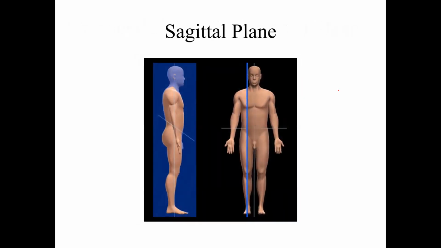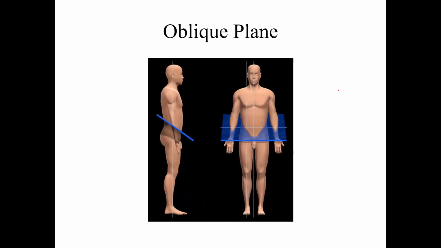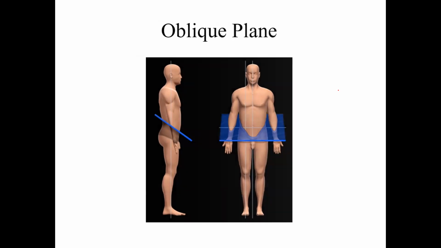Whereas the sagittal plane, you can see here, will divide you into unequal right and left halves, or portions, I should say. So the sagittal plane, unequal portions. And then here's a picture of the oblique plane. It's just going through you at an angle, and the angle can vary. 45 is usually the common angle that they use. And that's the oblique plane.